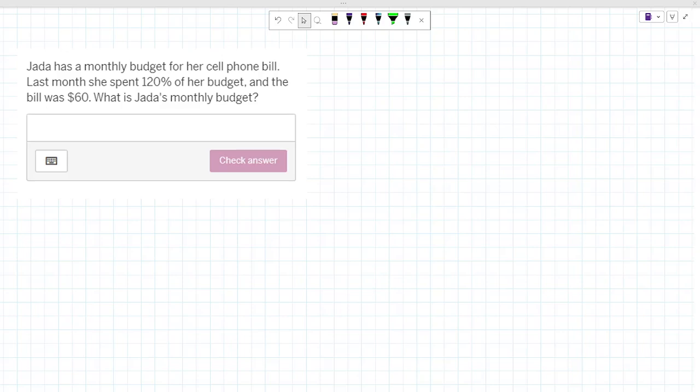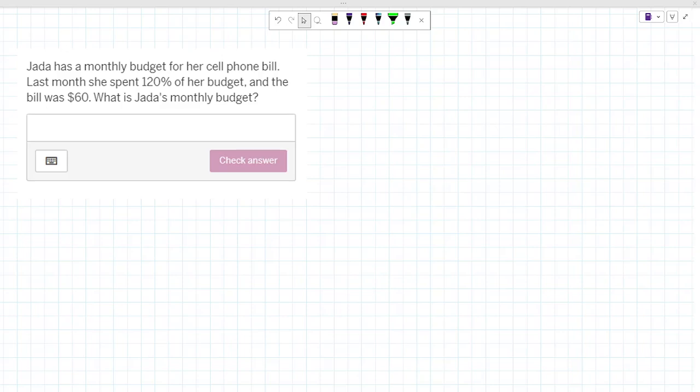Okay, so the first thing we want to think about is, obviously she went over her budget. She spent more than 100%. So in the end, we're expecting that since she spent $60 and that was more than her budget, when we calculate our answer, do you think we should get something more or less than $60? The budget should be less than $60 because when she spent $60, she went over budget, spending 120%. So at the end, we're going to use that to check our answer to see if it makes sense.